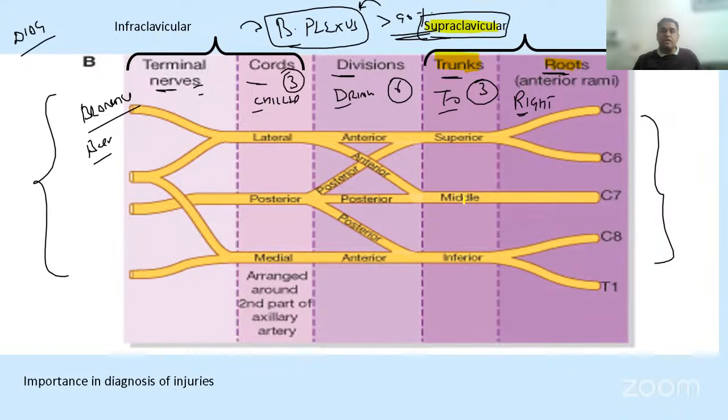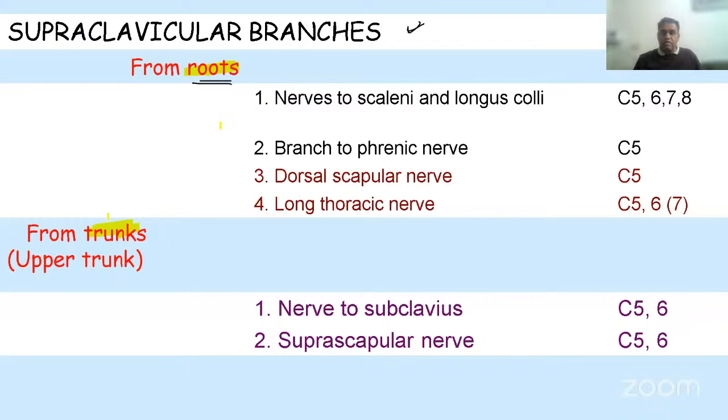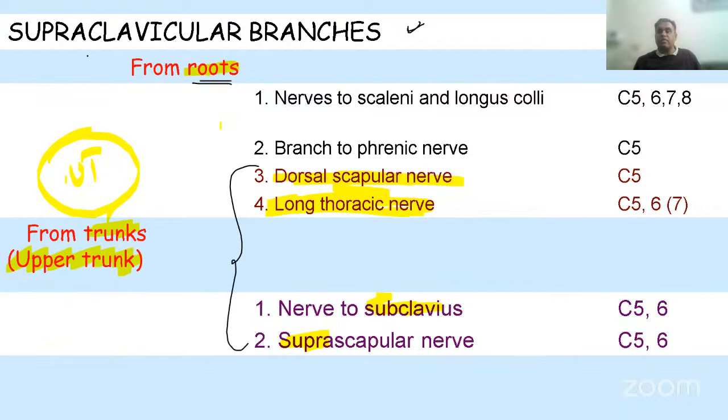But they make 3 trunks: superior, middle, and inferior. If you talk about the branches of the roots and the trunk, mainly the upper trunk, then from the roots, for the upper limb, these 2 branches are very important: dorsal scapular nerve and long thoracic nerve. From the upper trunk, we have 2 branches: nerve to subclavius and suprascapular nerve. These 4 are the main branches in the supraclavicular branches.